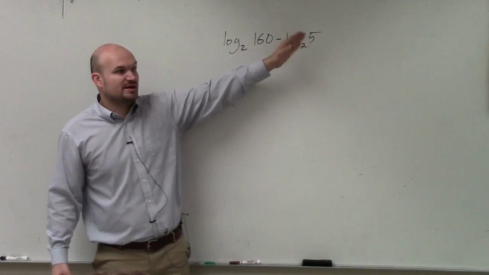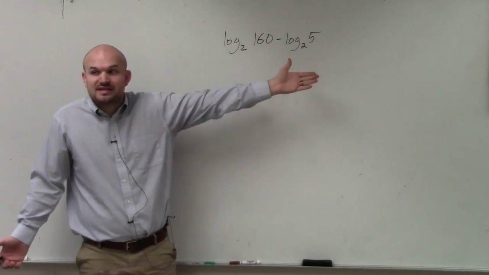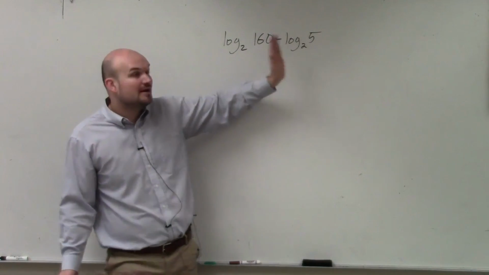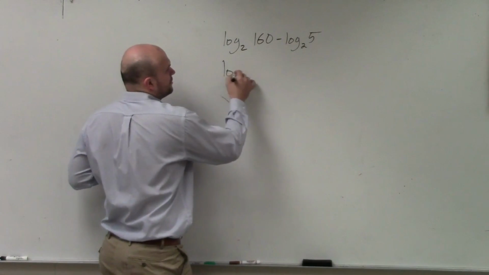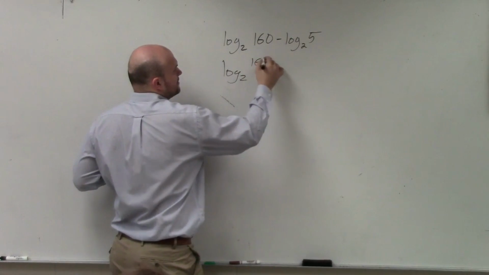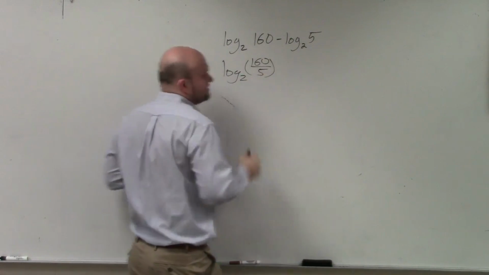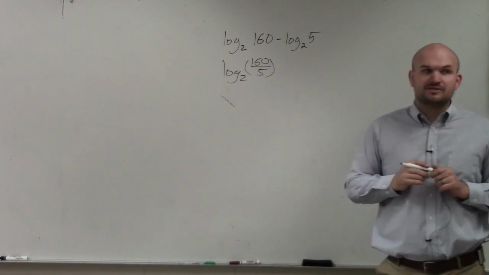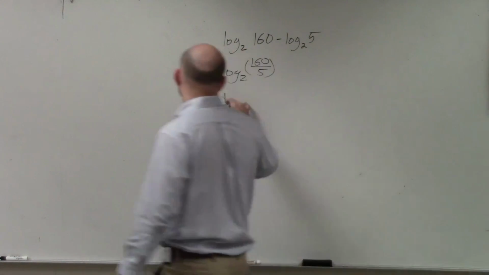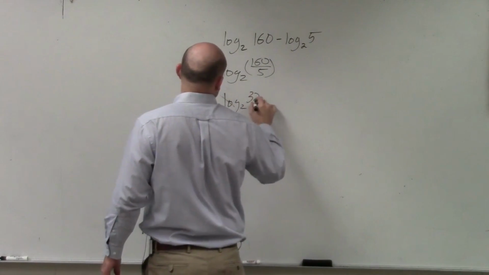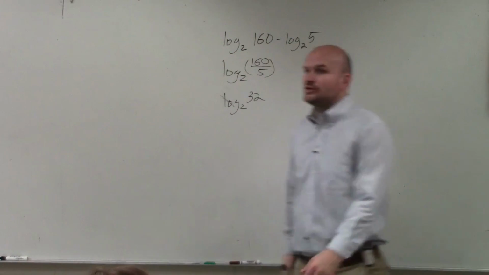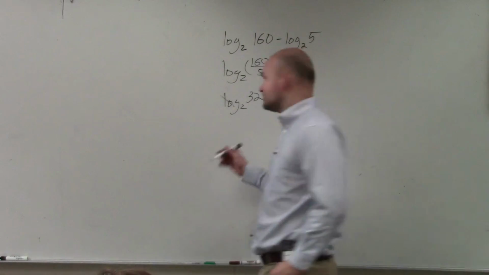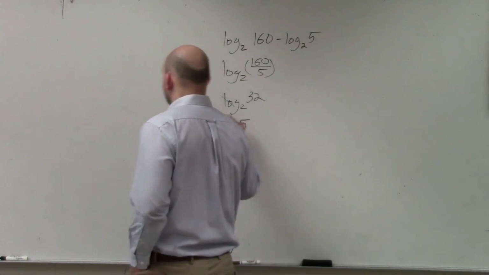2 raised to what number gives you 5? Well, I know 2 raised to the 2nd power is 4 and 2 raised to the 3rd power is 8, so this is going to be some decimal, right? However, if I apply the rules of exponents, I would have to do 160 divided by 5, which is 32. Hopefully, now you are a little more familiar with 2 raised to what number gives you 32. That answer is 5.